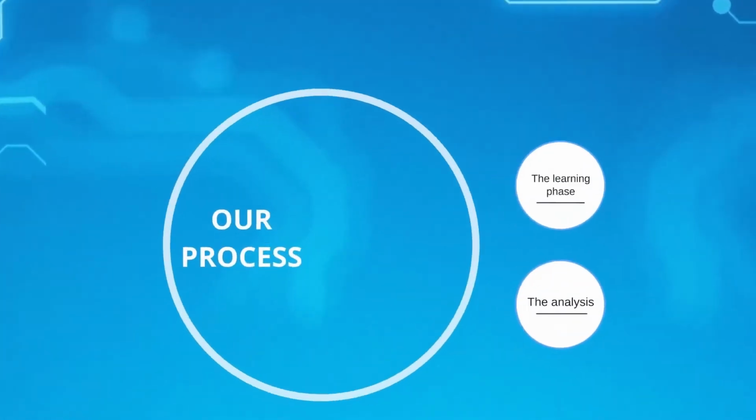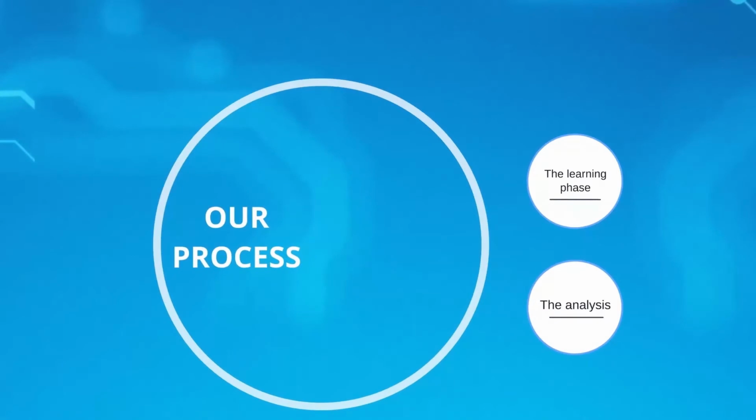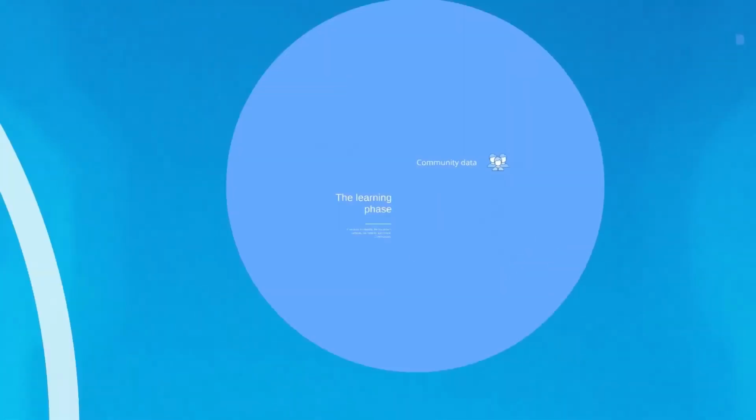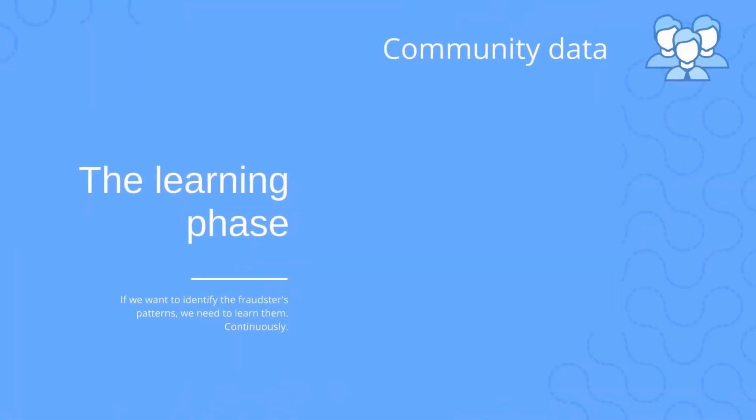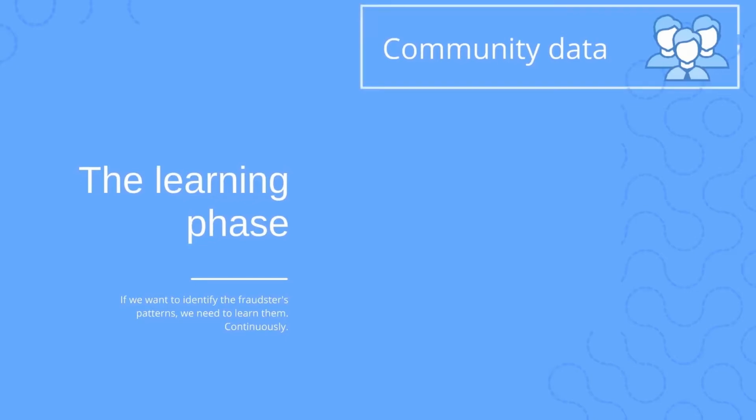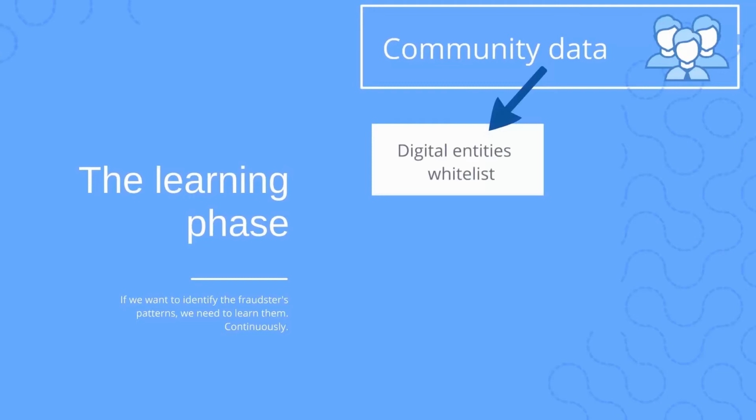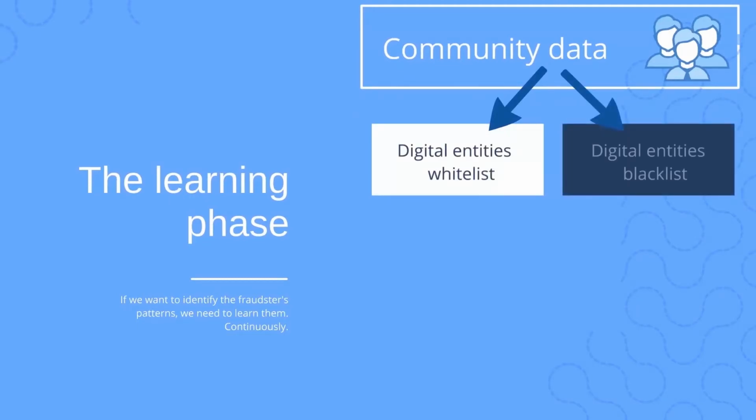Heretic works in 2 phases, a learning phase and an analysis phase. In the learning phase, we process some well-qualified data to teach our services to identify fraudsters' patterns. We separate the best qualified data collected from the community into 2 lists, a whitelist and a blacklist.